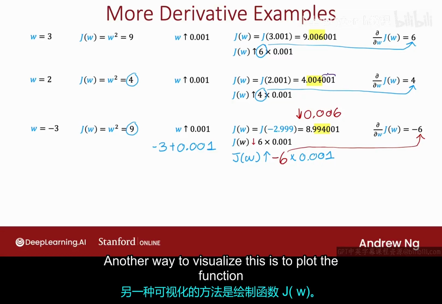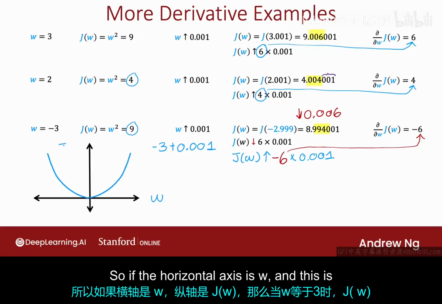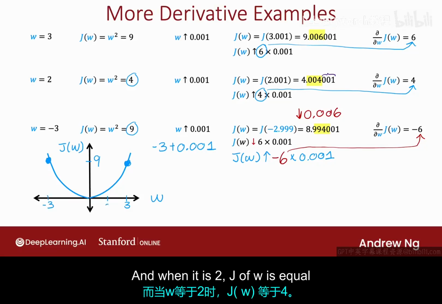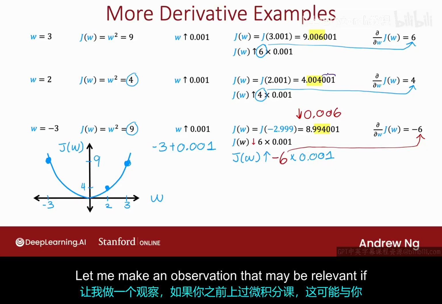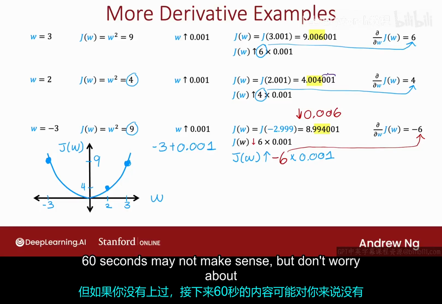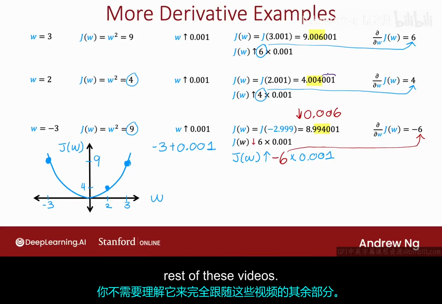Another way to visualize this is to plot the function J of w. So if the horizontal axis is w, and this is J of w, then when w is equal to 3, J of w is equal to 9. When it's negative 3, it's also equal to 9. And when it is 2, J of w is equal to 4. Let me make an observation that may be relevant if you've taken a calculus class before, but if you haven't, what I say in the next 60 seconds may not make sense, but don't worry about it. You won't need to understand it to fully follow the rest of these videos.